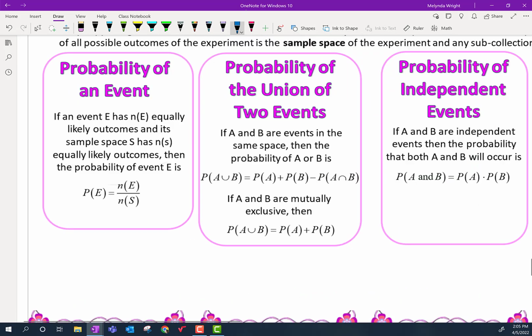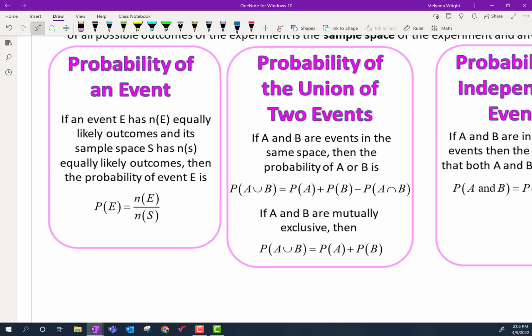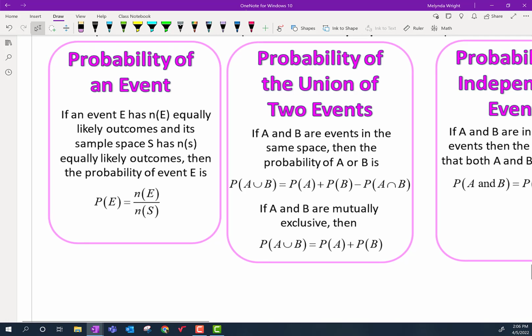The first one is just a simple probability. And basically what we're looking at is a fraction of what we want. So what we want to happen over the total possible things that can happen.